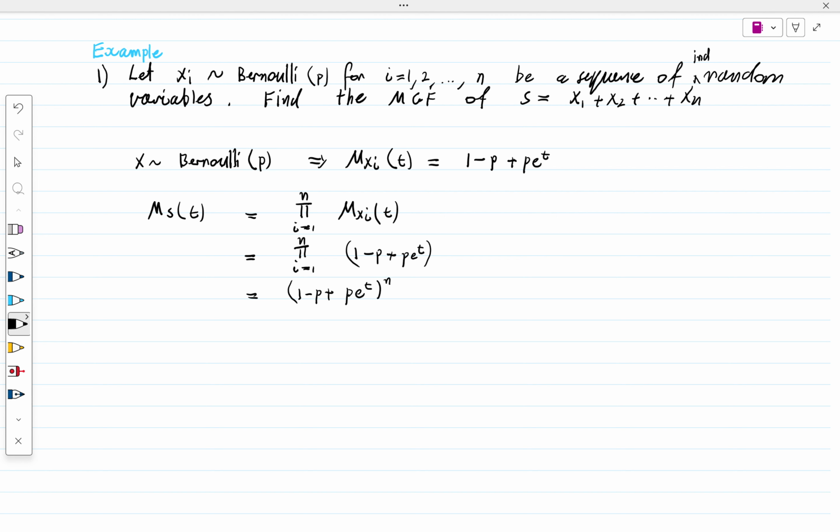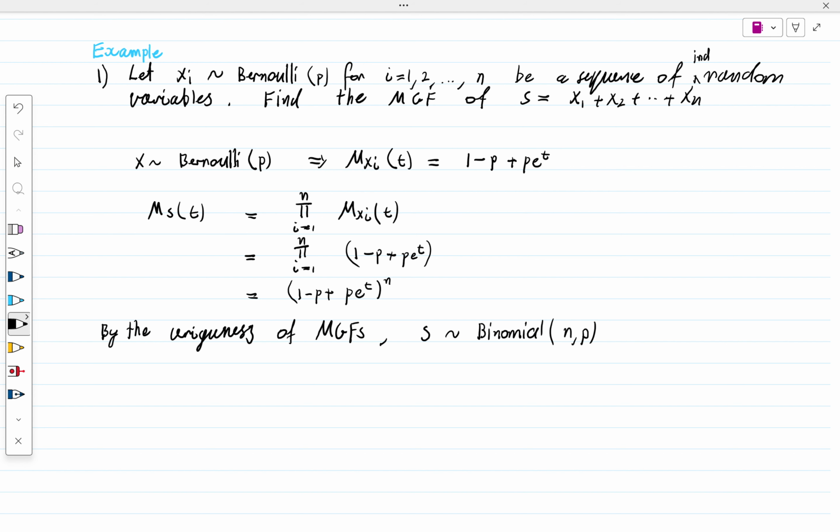And actually, this is a recognizable MGF. This is the MGF of a binomial distribution. And we know by the uniqueness of MGFs, S has to be a binomial distribution, because only a binomial distribution has this MGF.